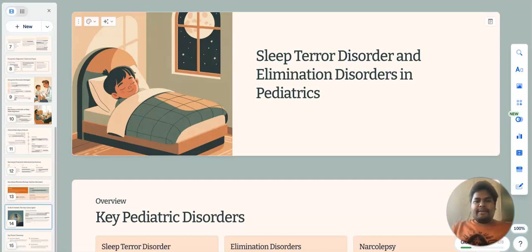Hi, greetings everyone. Today we are going to learn about sleep terror disorder and elimination disorders, especially encopresis and enuresis in case of pediatric patients. This is another important topic in psychiatry and related conditions in which many questions can come, especially objective questions in both the medical as well as nursing examinations.